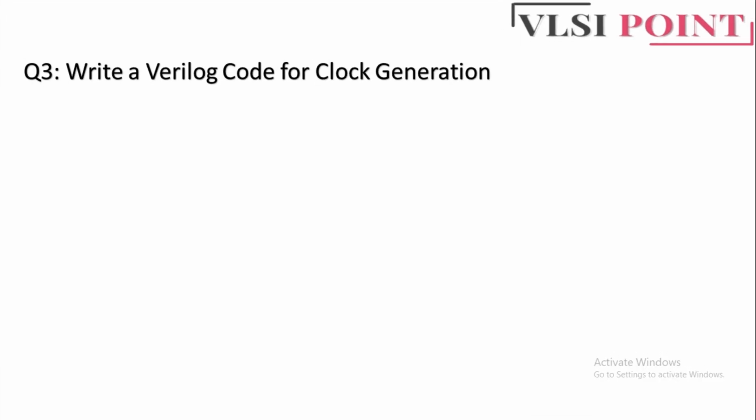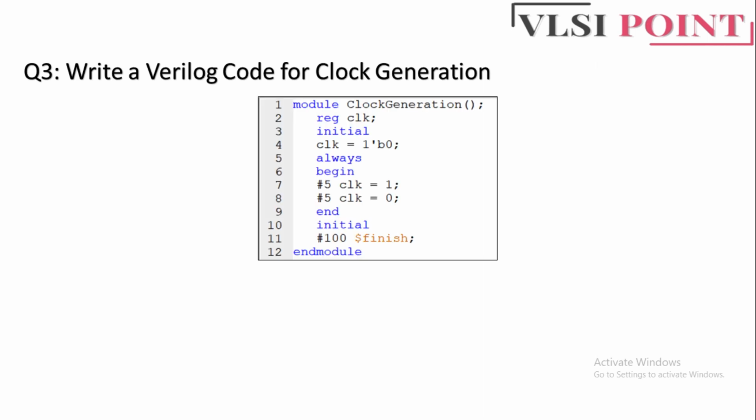Next question is write a Verilog code for clock generation. If you are a coding guy, then this question is very easy for you because whenever it comes to the sequential part, you need to write the test bench for this clock generation and it is very simple. Here we have this module and this file name, then reg type clock. Initially we are assigning the 0 value to the clock, then in always, after some time unit delay we are assigning the 1 value to the clock and then again after the same time unit delay we are assigning the 0 value to the clock.